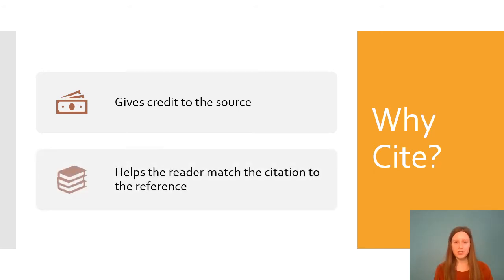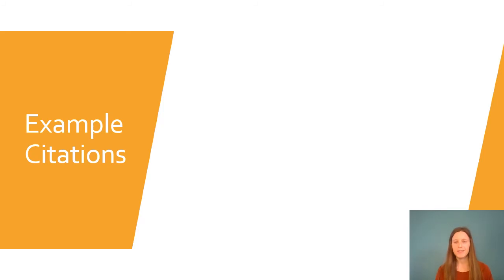The point of a citation, though, specifically, so that those things in parentheses or sometimes in footnotes that you put in your sentences in your essay, is that it helps the reader match the citation, so the use of the source in your essay, to the reference list at the end of your essay. So that's the purpose of the citation specifically. So a few example citations of what this can look like.